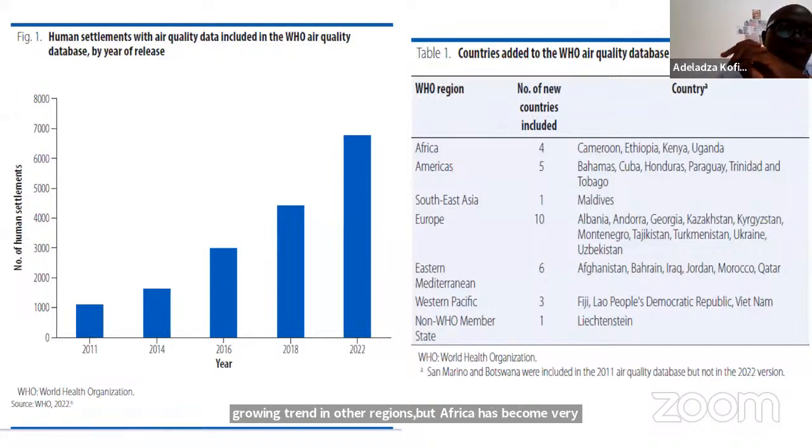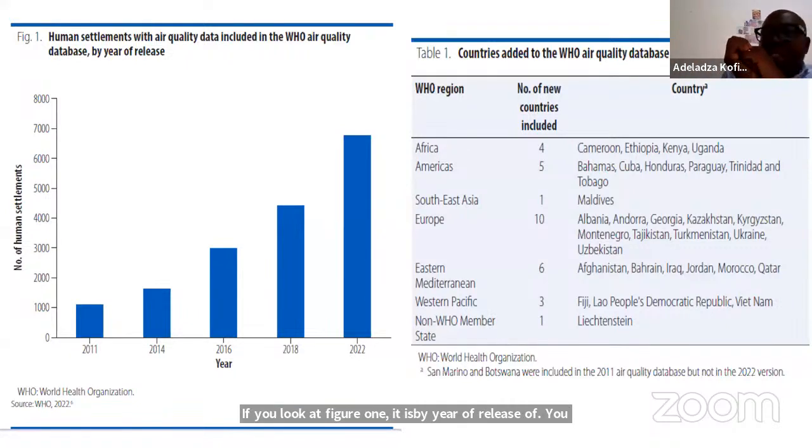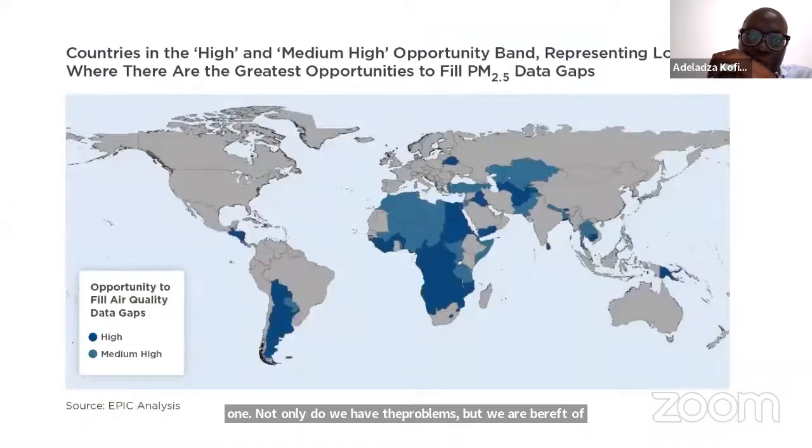If you look at Figure 1, it shows human settlements with air quality included in the WHO database by year of release. You realize that it has been increasing year in, year out. But what is the contribution of Africa to this increment? It is very, very small, as you can see from Table 1. So not only do we have the problems here, but we are also bereft of data. That is something I want you to keep at the back of your mind as we proceed.